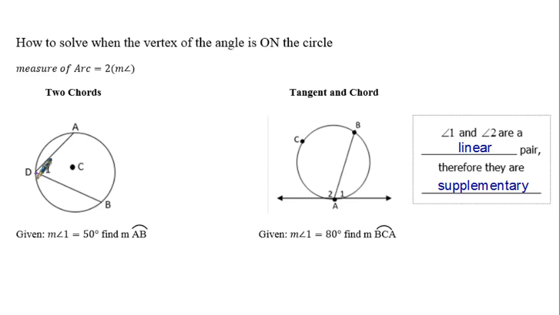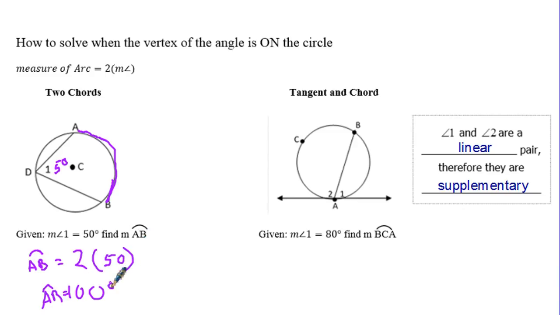So it could look kind of like our last example did. If angle 1 was equal to 50 degrees, and I asked you to find arc AB, so I want you to figure out what's this arc right here. We use this equation, arc equals 2 times the angle. So arc AB is equal to 2 times the inscribed angle, 50 degrees. 2 times 50 is equal to 100. So that means that arc AB would be 100 degrees.